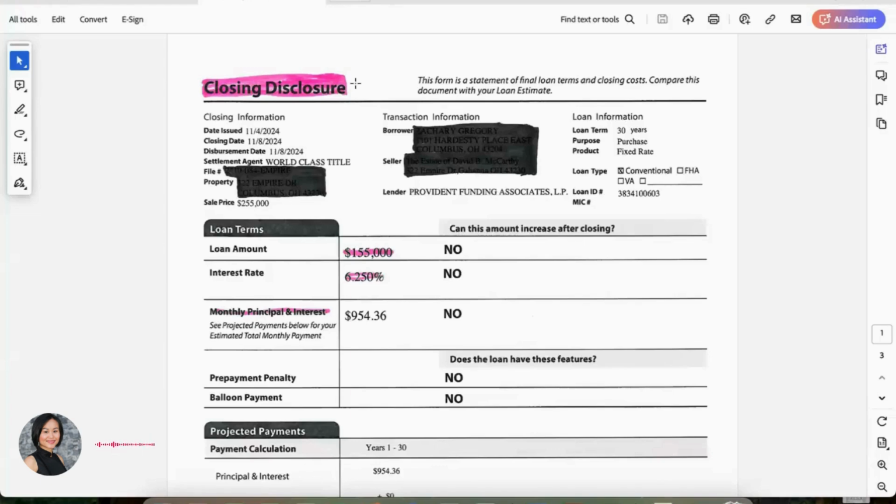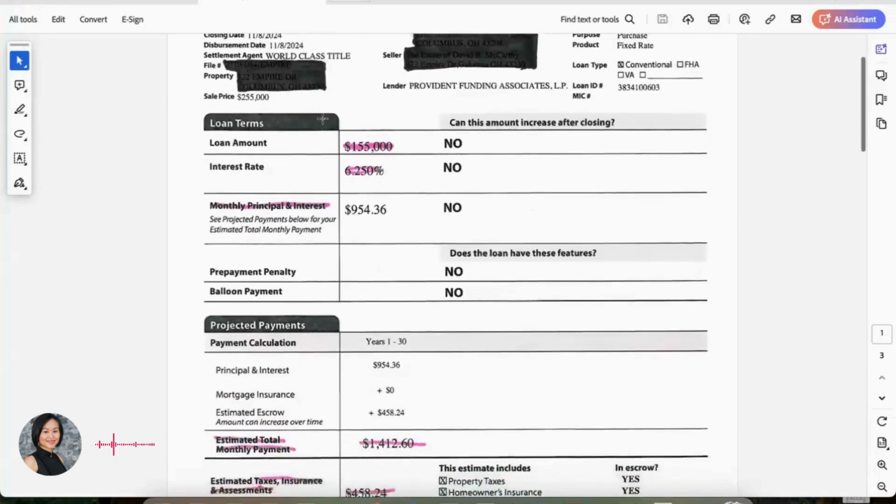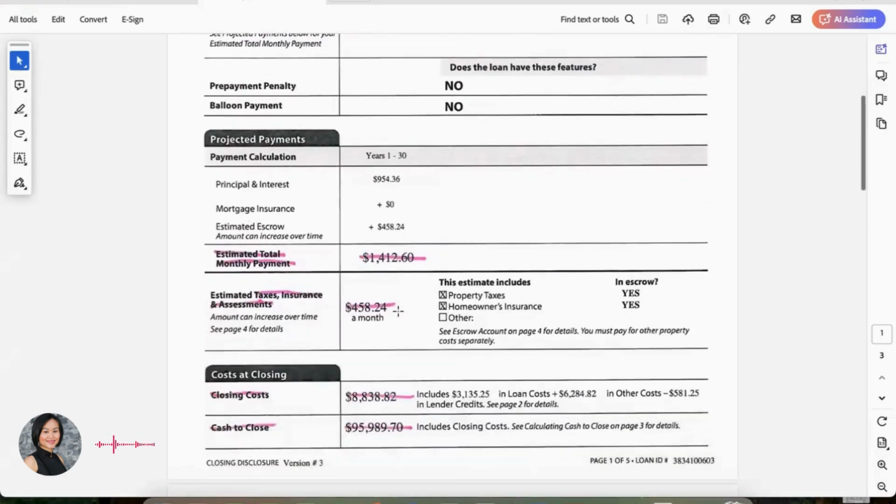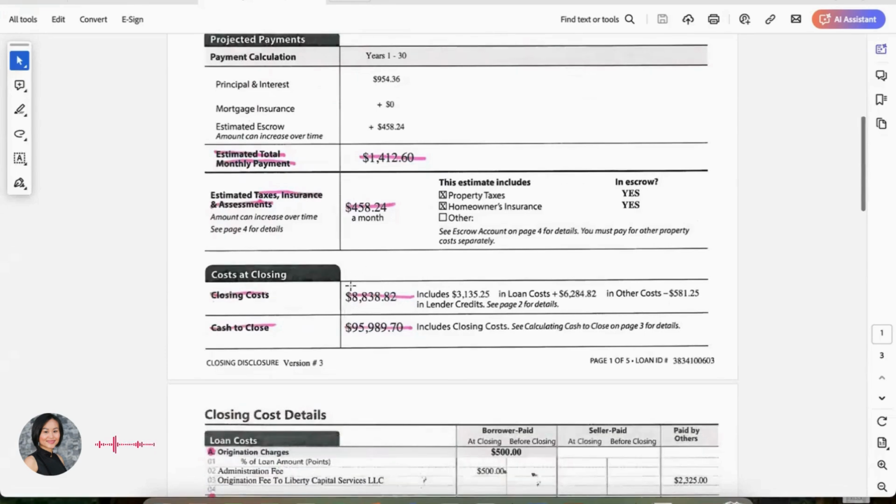But you should have an idea how the form works, so that you can review the early closing disclosure, and by the time you get to the final form, you already have an idea. So let's walk through it. Some of it is kind of similar to the loan estimate: loan amount, interest rate, monthly principal and interest, total payment, tax, insurance, assessment, closing costs, cash to close.